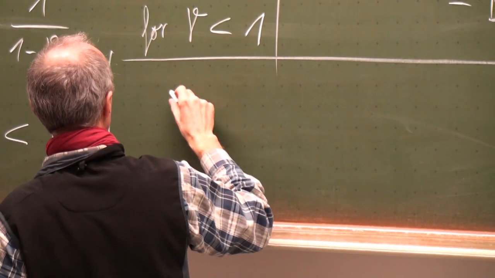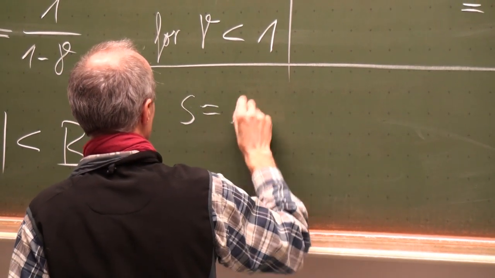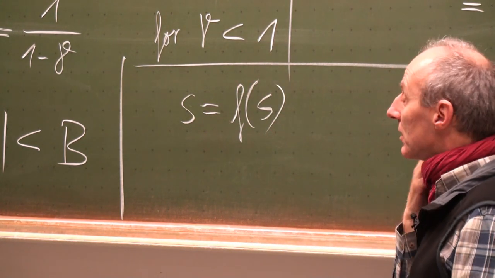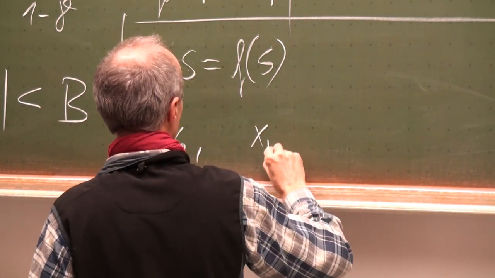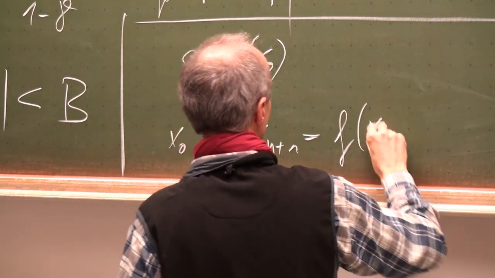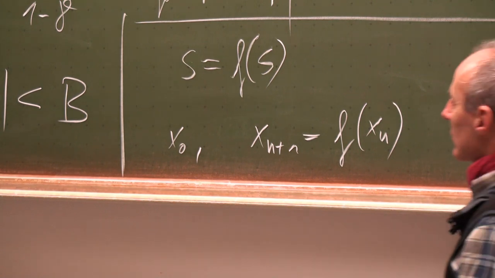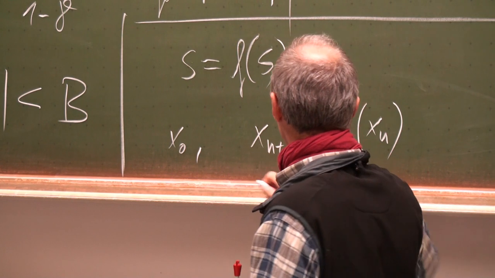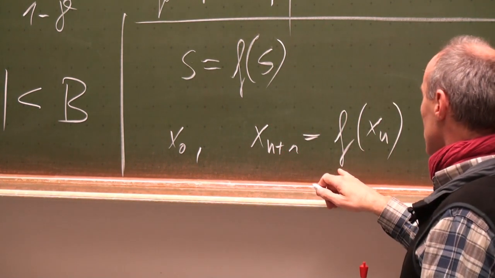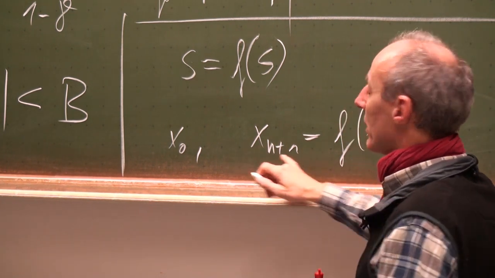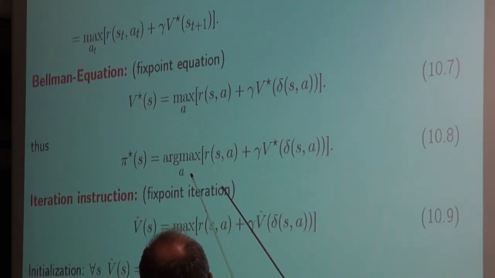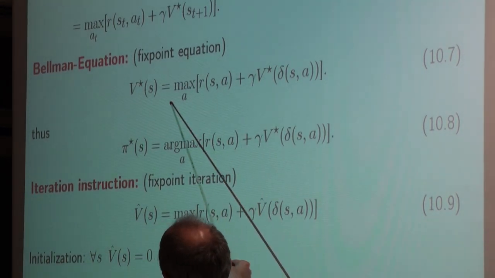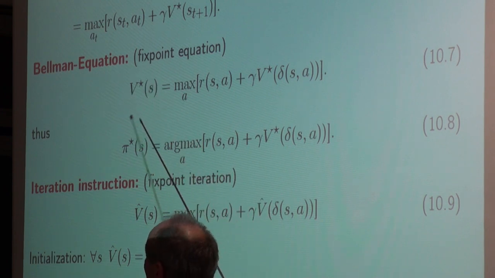We were talking about equations like s is equal to f of s for a fixed point. How can we find such a fixed point? We start with some value x0, and then we say x_{n+1} is equal to f of x_n. So we start with some arbitrary initial value, apply our function, and hope that the whole thing converges. So that's how we can find such an optimal value function.